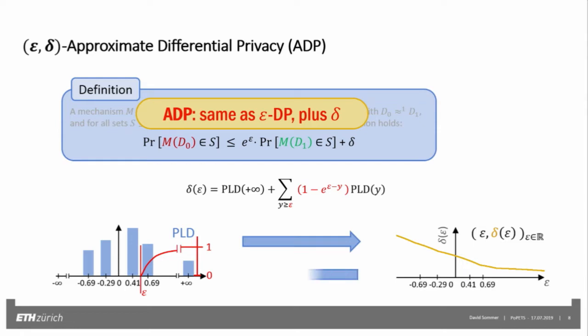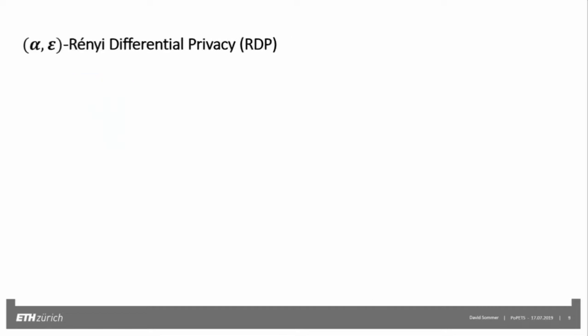We have shown in our work that this is equivalent to the PLD. If you have a finite number of atomic events, this is a technical detail, but both sides have equal expressiveness. Now I get to the next subject, Rényi differential privacy.